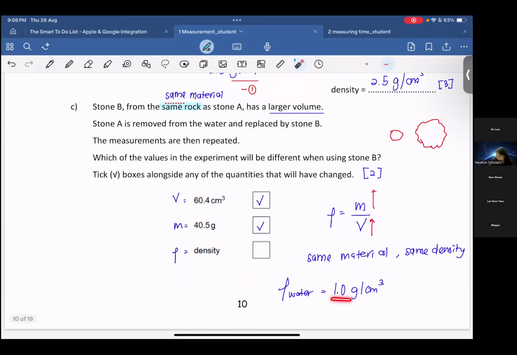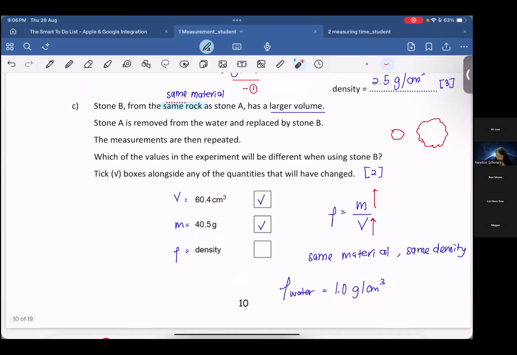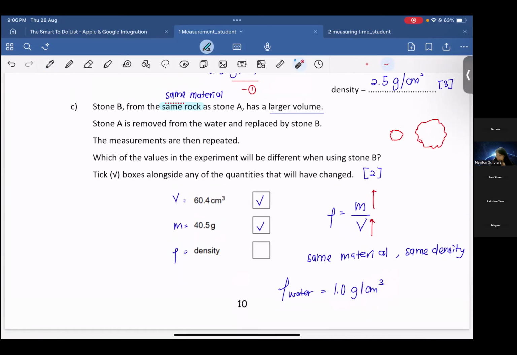What is the meaning of 1 gram per cm cube? Every 1 cm cube will have a mass of 1 gram. This is a fixed value for the material. So in this question, I want to emphasize when you are mentioning the same material, same rock, for example, this is copper wire, I take another copper wire. Copper and copper, they are the same material, so their density will be the same. So volume increases, mass increases, but density still remains unchanged.